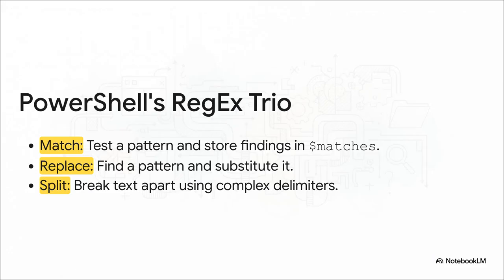And inside PowerShell, you've basically got this trio of power-ups. -match checks if text fits a pattern, and here's the cool part. Whatever it finds, it automatically saves into a special variable called $matches for you to use. Then there's -replace, which does exactly what it sounds like, and -split, which lets you chop up text using really complex rules, not just a simple comma or space.